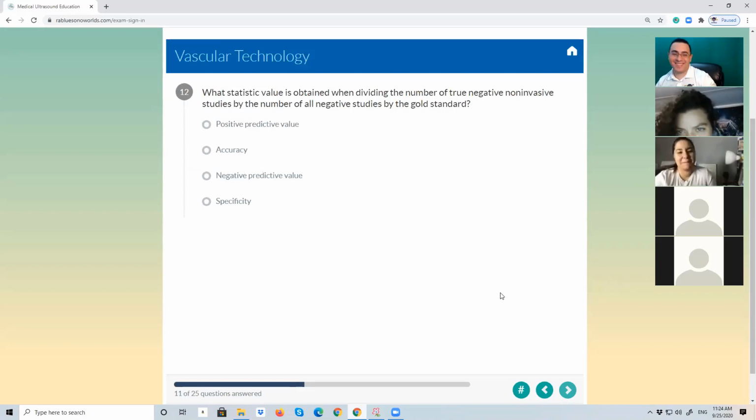Quality assurance one. What statistic value is obtained when dividing the number of true negative non-invasive studies by the number of all negatives? I told you this answer already, so you should be able to remember. We looked at the true positives earlier. Now we're looking at the true negatives. So which one would it be? Specificity. Yes. Like Darian said before, everyone here is free of disease, and when that's the case, you're looking for patients who are fine. So specificity, very good. Very cool.